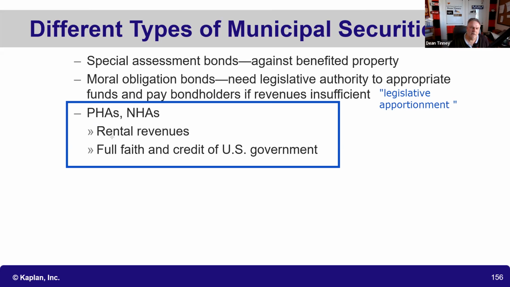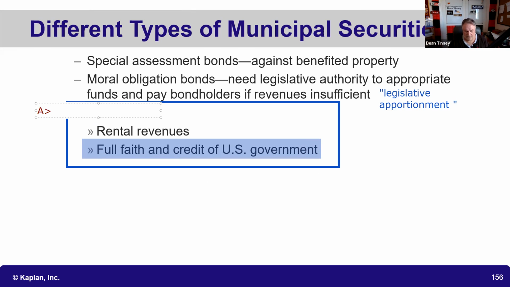Test question: public housing authority bonds, national housing authority bonds have the full faith and credit of the United States government. That's very testable. There are 3 ways to avail yourself of that credit quality. Listen, on the test, whenever there's 3 of a thing, you can stand by for the except question. All the following have the full faith and credit of the United States government, except.